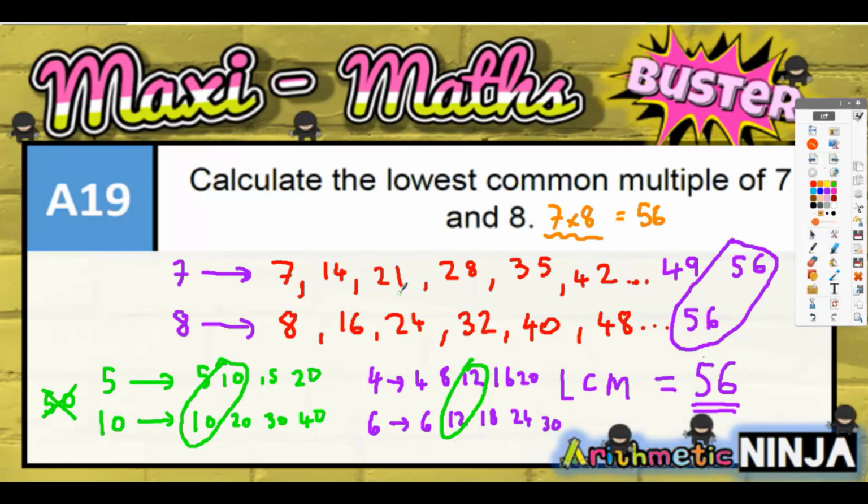This method of doing the lists of multiples of both numbers and then seeing what's the lowest in both lists, that will always work.